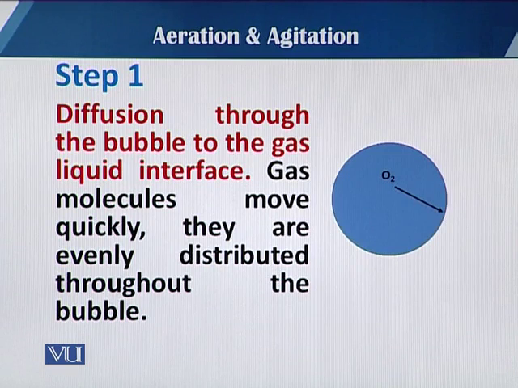So the gas molecules move quickly. They are evenly distributed throughout the bubble, because as we know, if there is an air bubble that contains 21% oxygen, according to the concentration gradient, it quickly passes from the gaseous phase to the liquid interface. This is the first step.